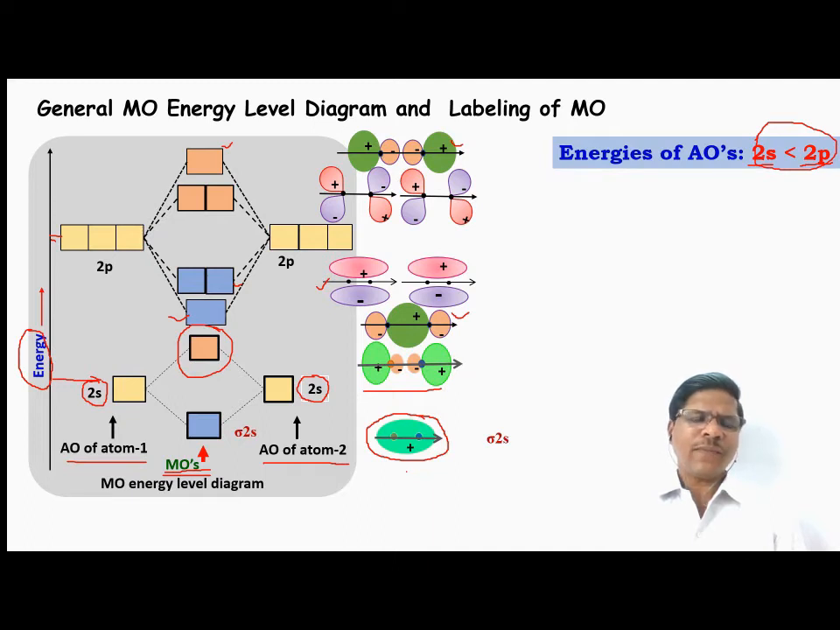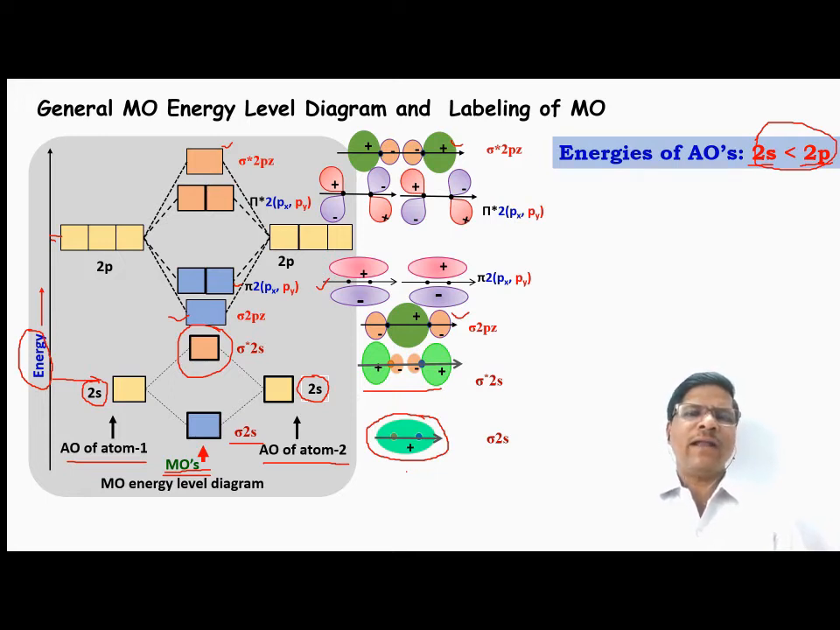So, labeling: sigma 2s. Why sigma 2s? This results in the sigma bonding, formed from the 2s atomic orbital. So sigma 2s, then sigma star 2s, then sigma 2pz, pi 2px, pi 2py, then we have pi star 2px, pi star 2py, and sigma star 2pz orbitals. Okay, so this is the general molecular orbital energy level diagram and the labeling of molecular orbitals in the energy level diagram.